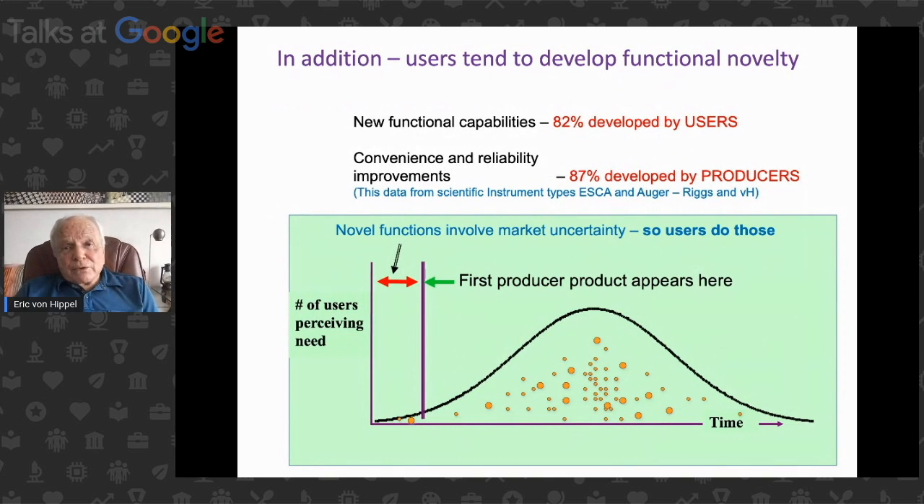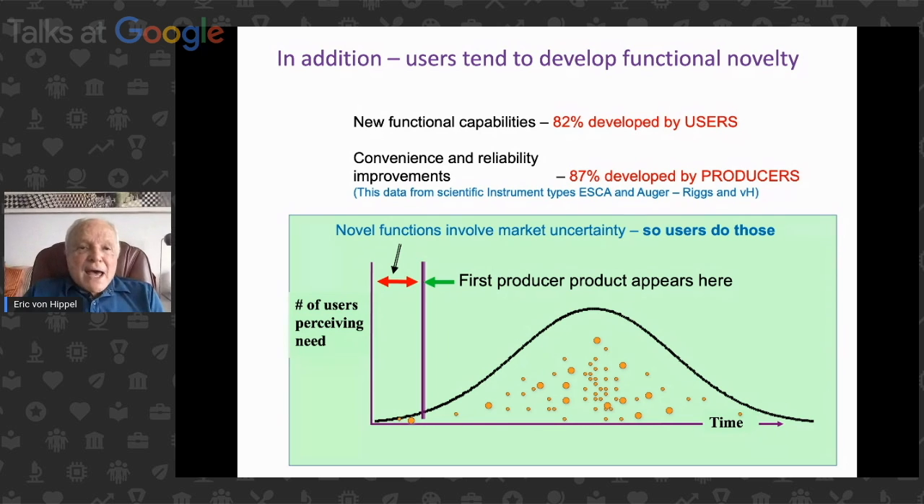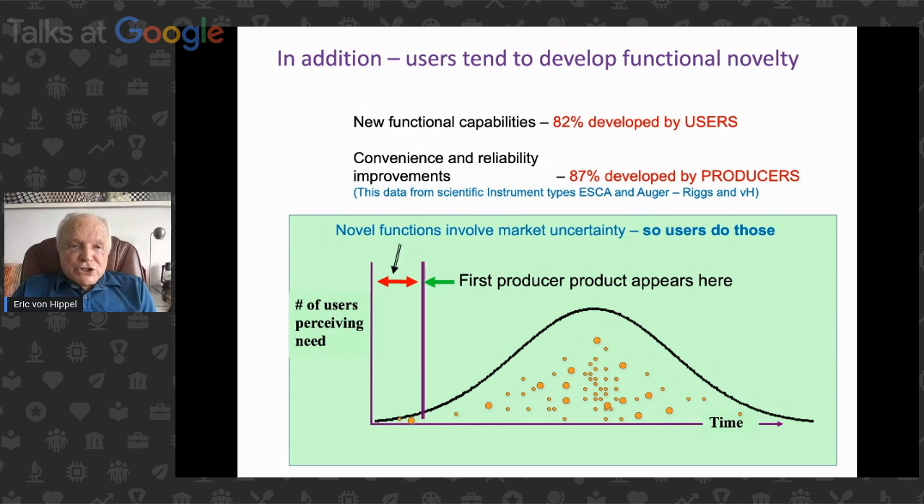Now, another important point for you to understand is that when users innovate, they are the ones who develop the new functional capabilities, because these are the uncertain things in the market, right? Nobody knows if a heart-lung machine will do what it's supposed to do. So again, users take that on because they pioneer. Later, when the market exists, as you can see again in this curve at the bottom, manufacturers can say, well, now we can innovate too, and we will make, for example, a more reliable heart-lung machine, which everybody will want. We will make a more convenient heart-lung machine. We will make a more sort of easily cleanable heart-lung machine.